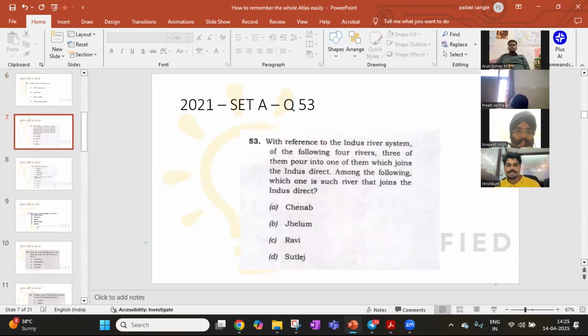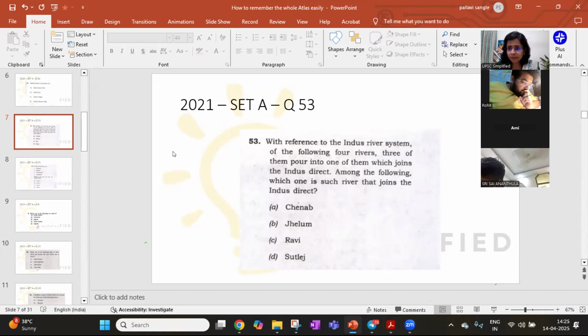Can you see this question? 2021 set A, question number 53. They asked, with reference to the Indus system, which of the following four rivers, three of them pour into one, and one of them joins Indus directly. So this type of question came in 2021 if you are doing the mapping. You don't know what will come in 2025, but you keep on observing the basic atlas, doing basic things. Some question or other you will definitely be able to solve. Okay? It depends on your practice also.